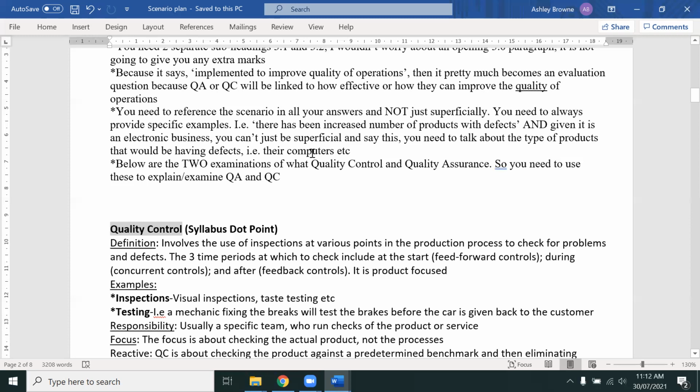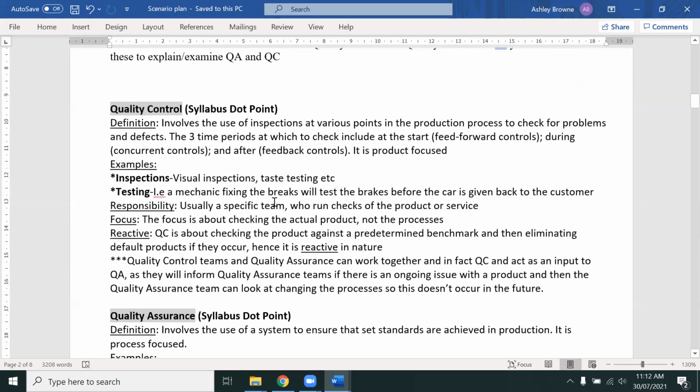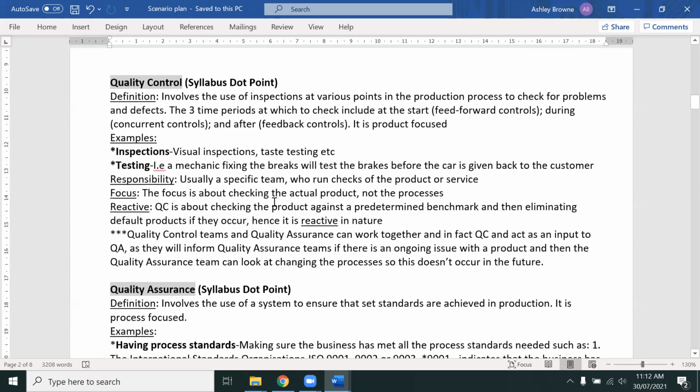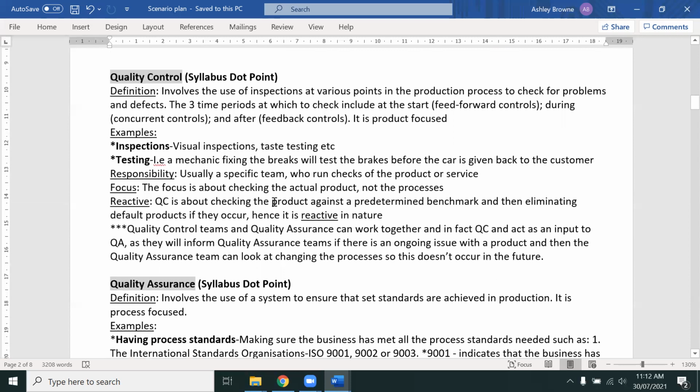So below here are 2 quality management strategies, quality control and quality assurance. You need to use these to explain both QA and QC. Now, these aren't in the textbook because frankly, I didn't think the textbook was that great at differentiating between the two.